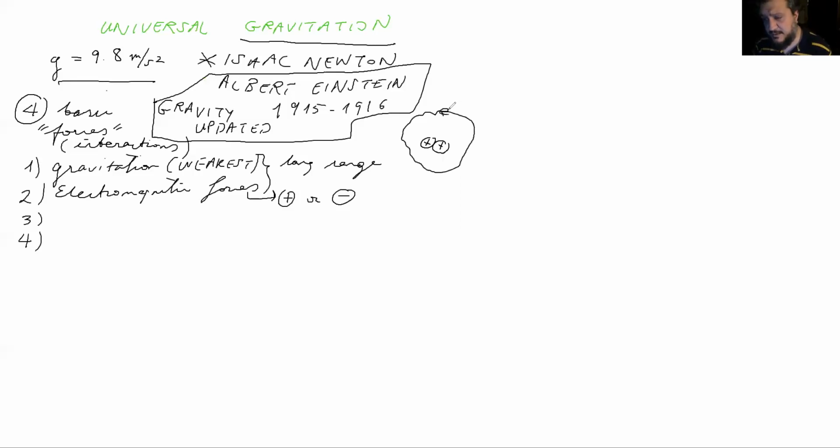We're not going to go into that now, but look at the nucleus here. 2 protons together, 2 positive charges. How do they stick? They should be repelling each other, which they do. But when they are so close to each other, there is a new force that kicks in, which we call the strong nuclear force.